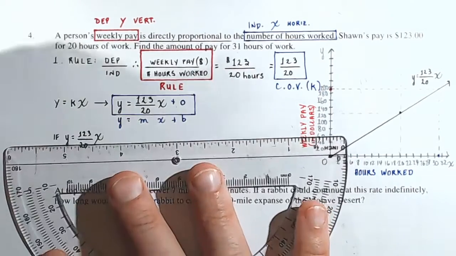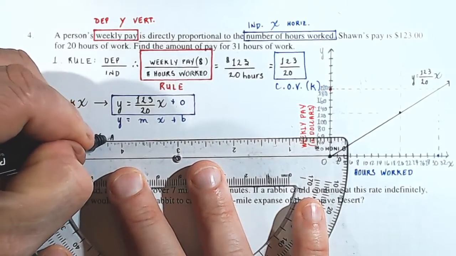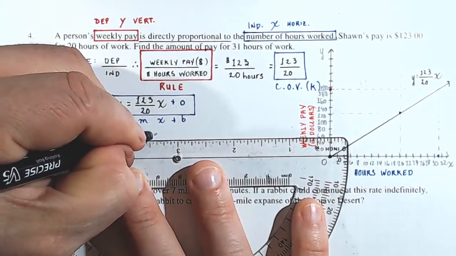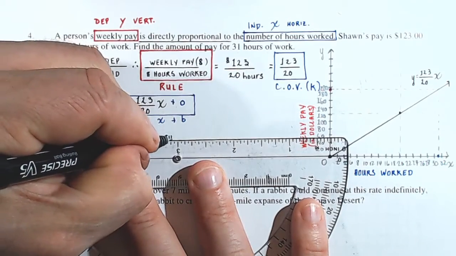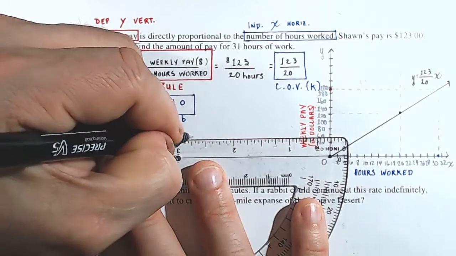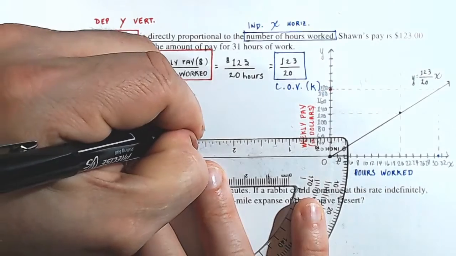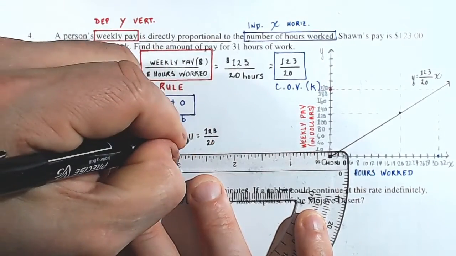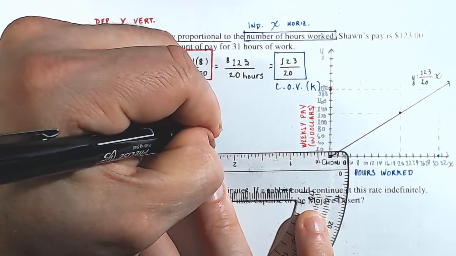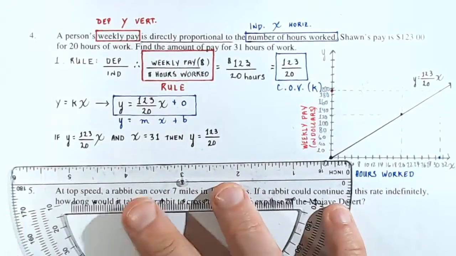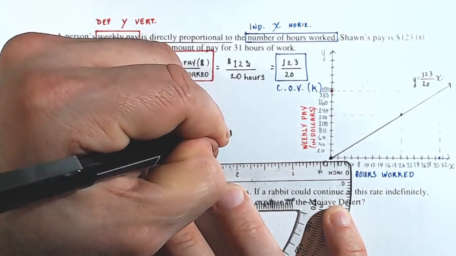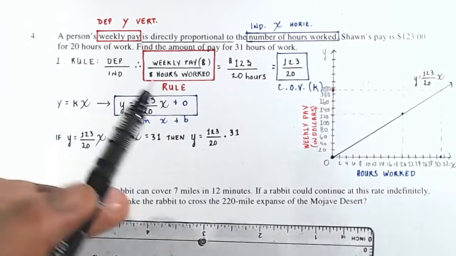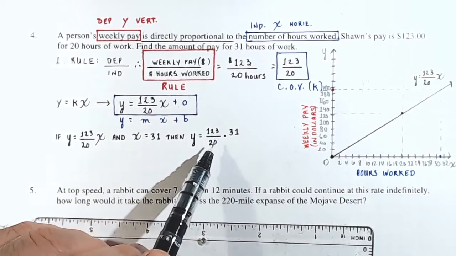Okay, so that's true. We've established that, and if x equals 31, then y equals 123 over 20 times, now here you're going to substitute in for x, 31. Okay, so this is the equation we have to solve. We want to find out what y is, the weekly pay, and we're going to do that by multiplying 123/20ths by 31.